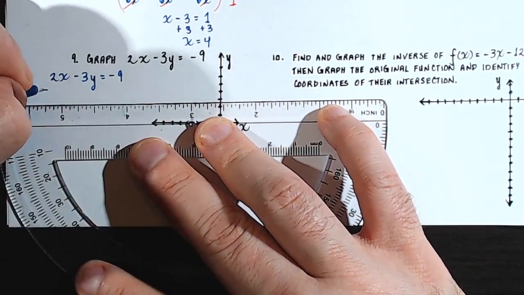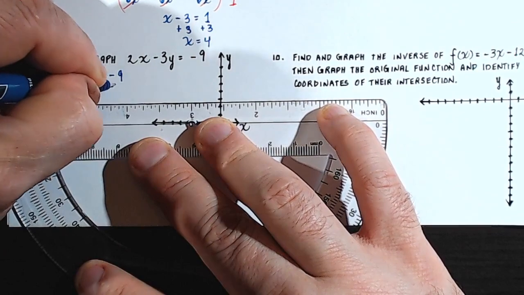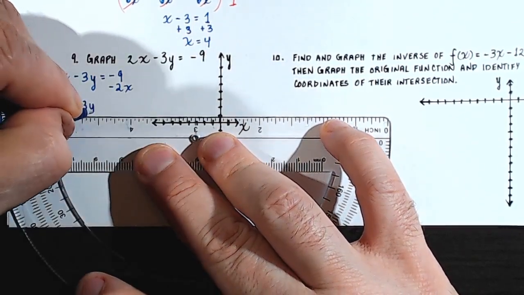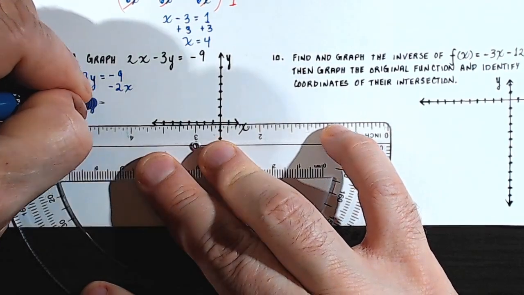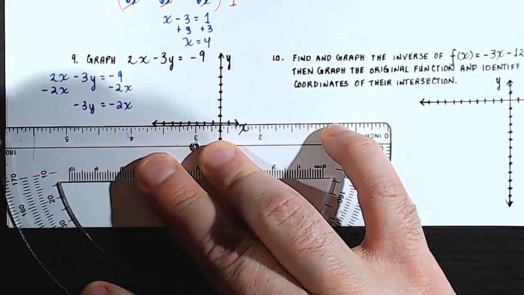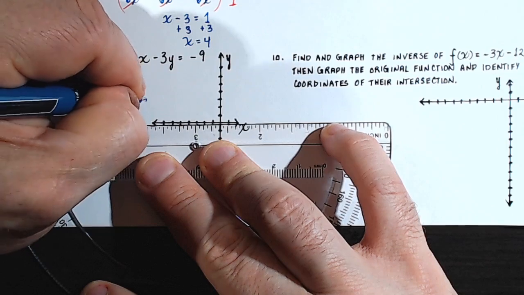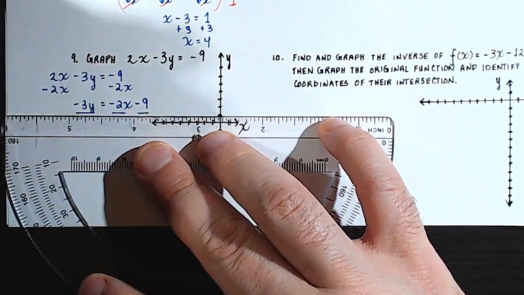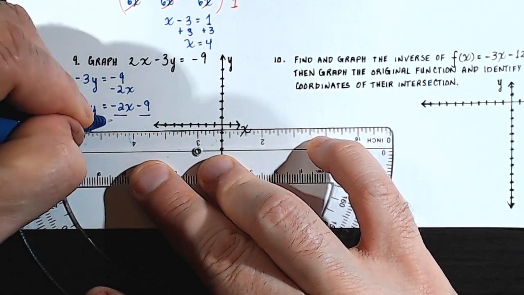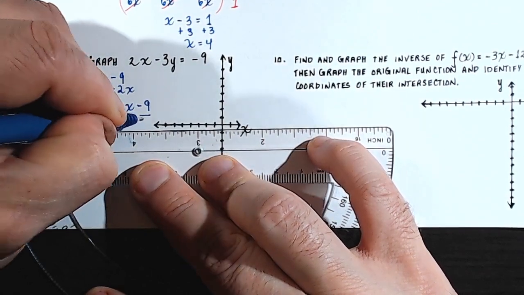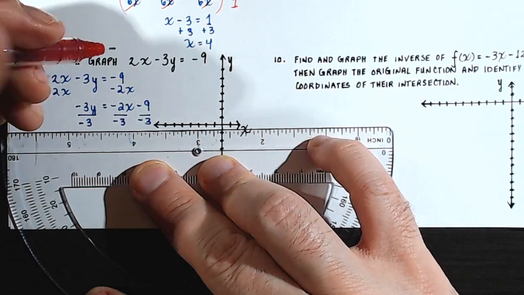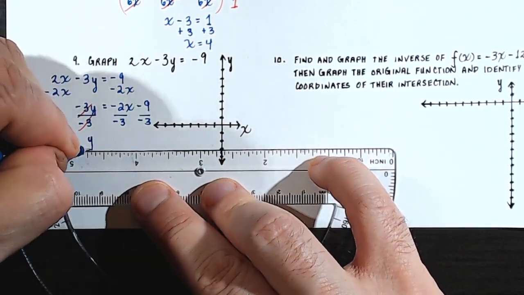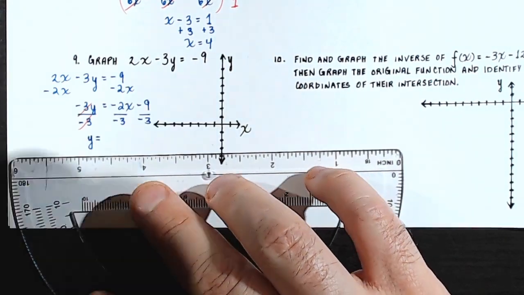Well, I'm going to subtract 2x from both sides. And now I've got negative 3y equals negative 2x minus 9. And I'll divide through each term by negative 3 to get y by itself. So now I have y by itself, and we're looking for the slope-intercept form equation of the line.